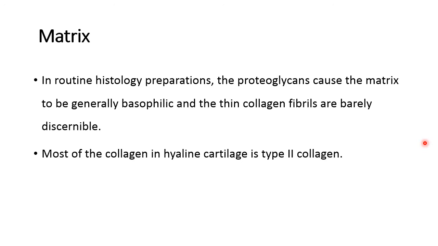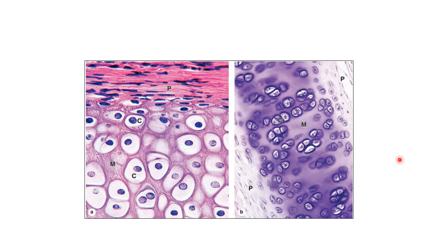Most of the collagen in hyaline cartilage is type 2 collagen. As we see in this image, a histological section of hyaline cartilage. In A, it is a higher magnification of hyaline cartilage, as we see this perichondrium, and these are the chondrocytes. Okay, and this M is a matrix found between the cells. As we see, the cells are found inside matrix cavities called lacunae.